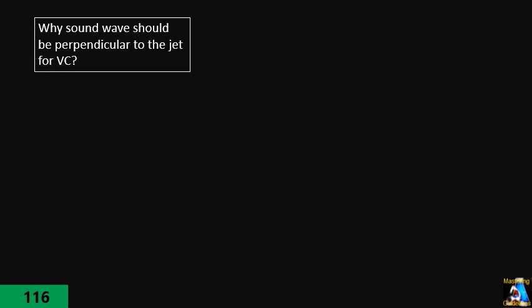Hi everyone. Let's have some brainstorming with such a question. Why should the sound wave be perpendicular to the jet for VC? Is it not against the physics principle of sound? If it is perpendicular, the Doppler shift will be zero and it shouldn't get any color. Why do we see color in those situations, and why perpendicular? What's going on?